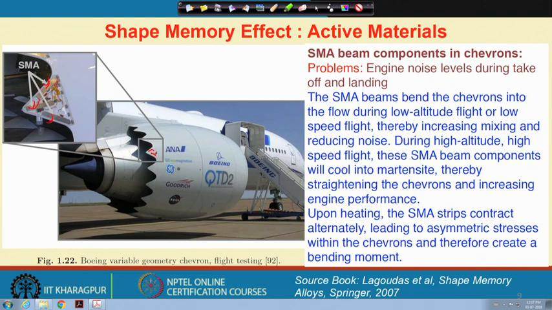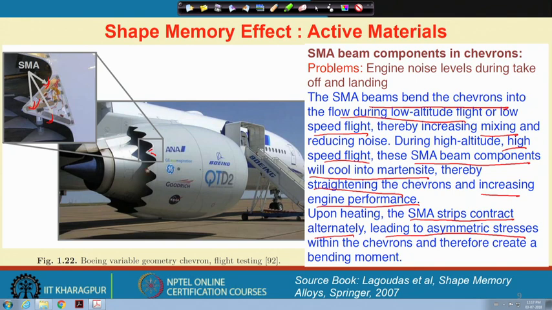Okay. So, what it really does, the shape memory beam bends the chevron into the flow during lower altitude flight or low speed flight, thereby increasing the mixing and reducing the noise. During higher altitude or higher speed flight, this shape memory beam component will cool into martensite, and thereby it basically straightens the chevrons and increases the engine performance. Upon heating, these shape memory strips contract alternately, leading to asymmetric stresses within this kind of chevron, and therefore create a bending moment.